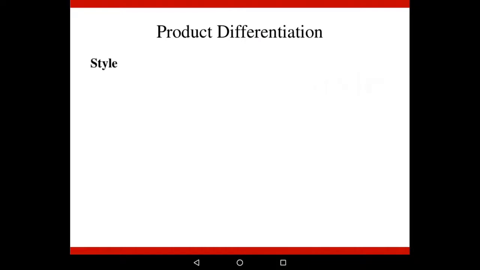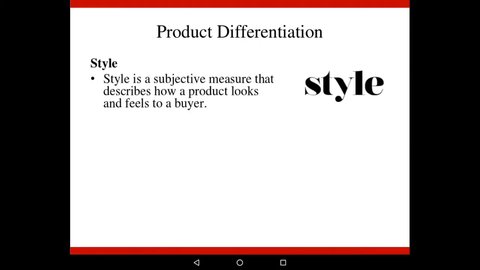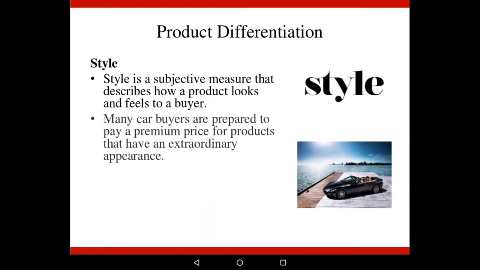Then we have style. Style is very subjective. Different people like different styles. Okay? Depends on how people feel. Many car buyers are prepared to pay a high price for products that they believe have extraordinary appearance, like that one.